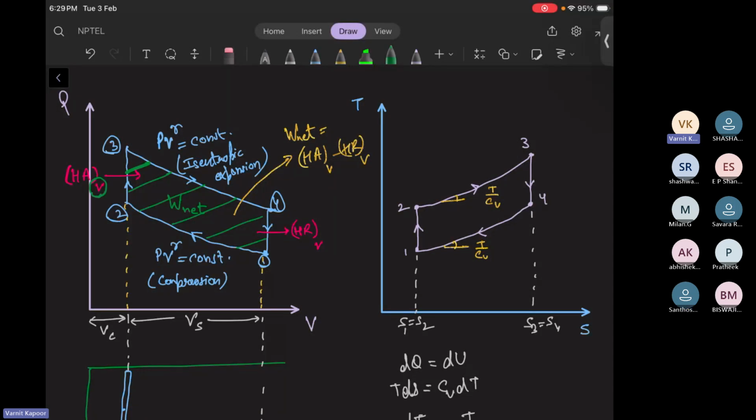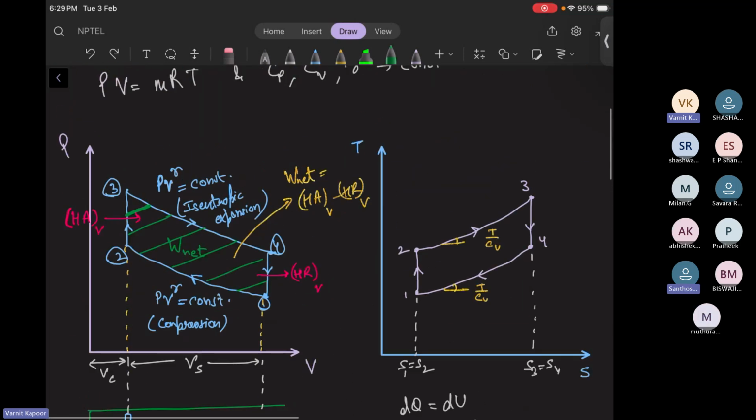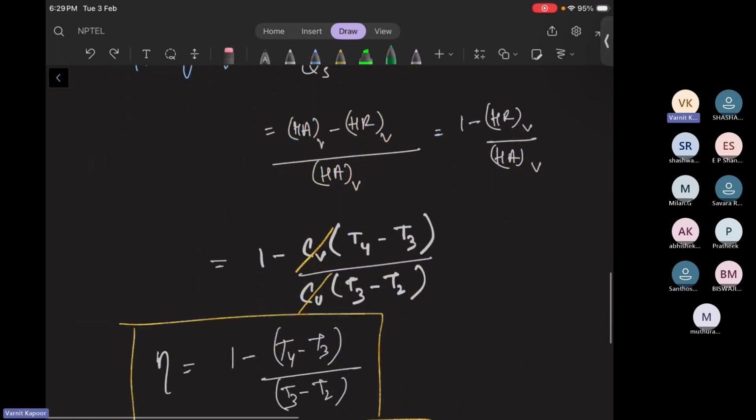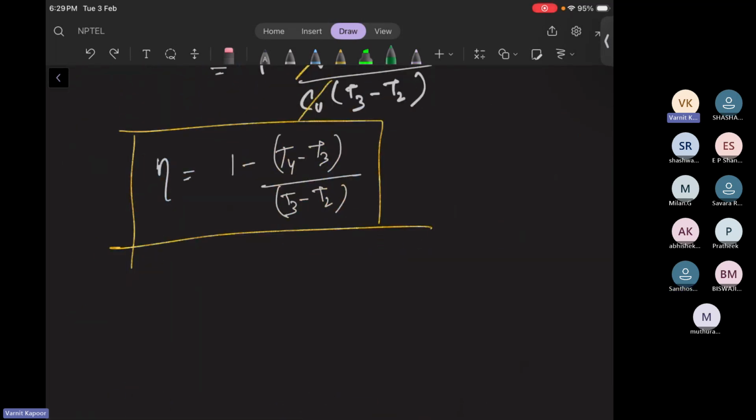Heat addition at constant volume, and this is constant volume heat rejection. Yes, that is what I'm writing. When I say heat addition at constant pressure in the diesel cycle, then P will come. Okay, thank you. I think it is clear till here.